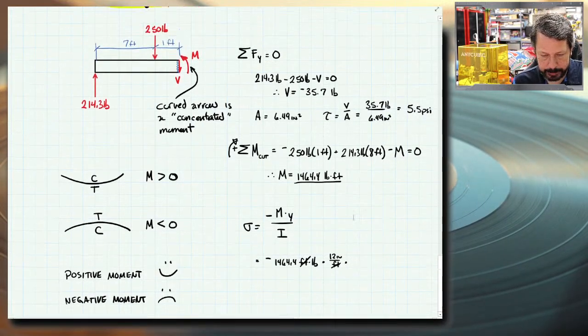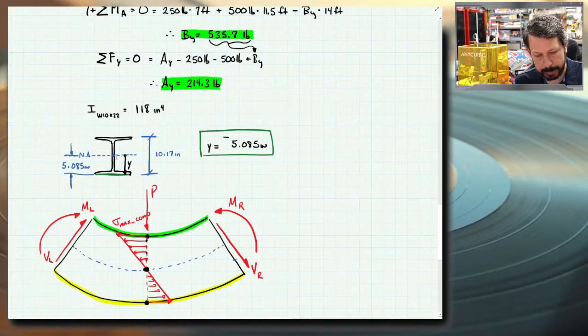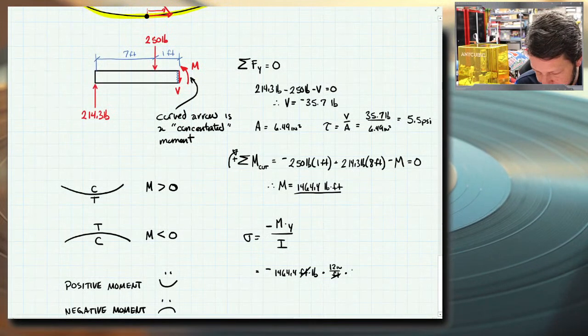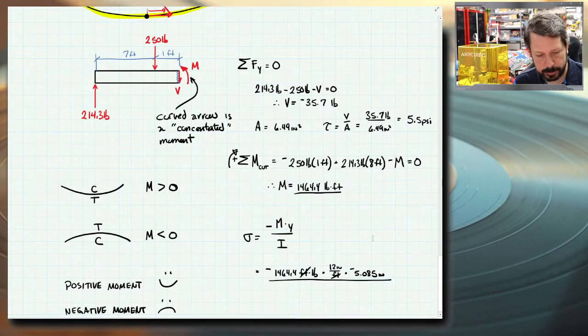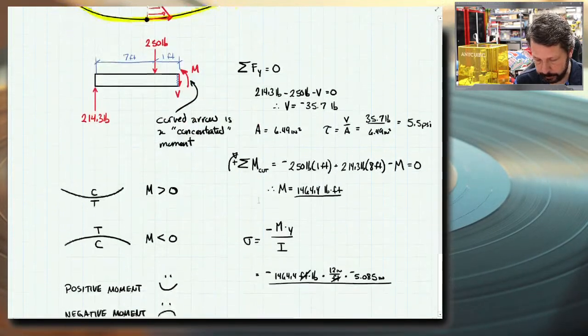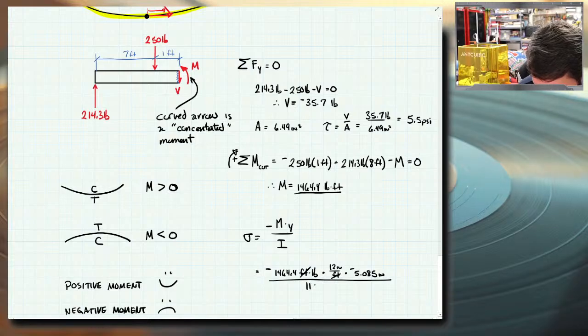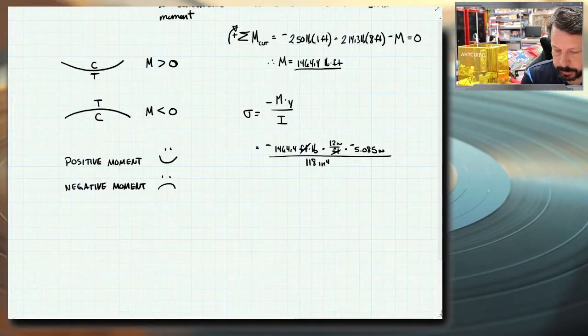Y was, we measured that quite a while ago. Right here, negative, because we measured from the neutral axis which is in the middle of the beam at the centroid, to the bottom, so that's a negative y, negative 5.085, already in inches. We looked up in the chart, I wrote it down here, 118 inches to the fourth. Okay, now our units should come out to be pounds per square inch. Let's see what our number is.